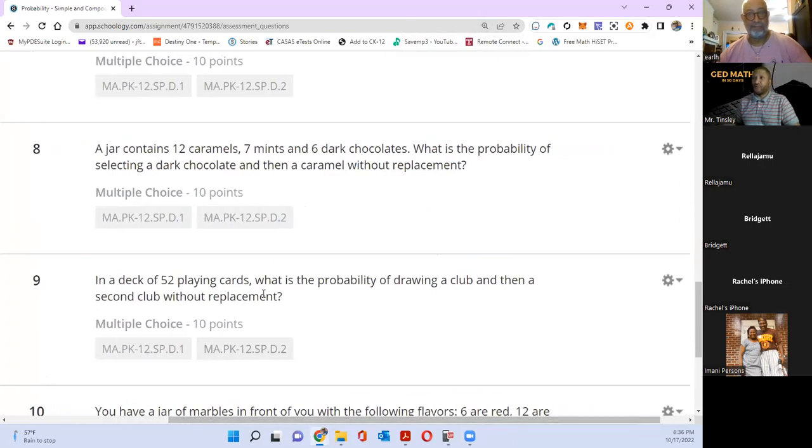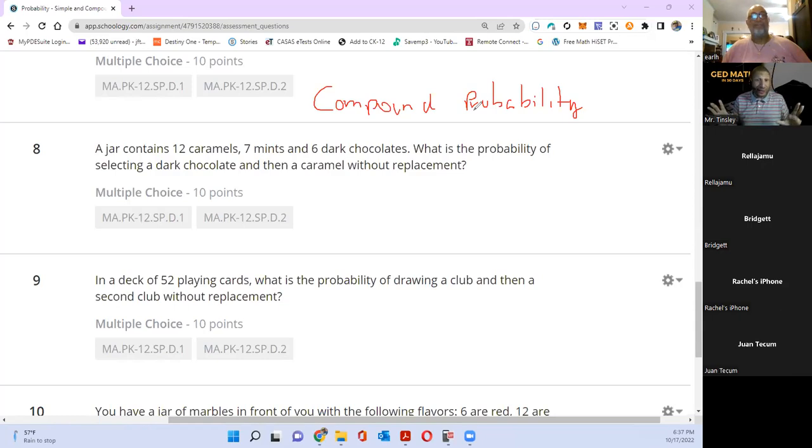This is probably one of the most difficult problems you'll see on the GED exam about probability. And it's a little different. It's called compound probability. Oh, my God. Hold on, Mr. Tinsley. You just gave us simple probability. Now you're talking about compound probability. But guess what? All you're doing is finding the simple probability of each event, and then you're multiplying them together. So you find the simple probability of each event, then you multiply them together.